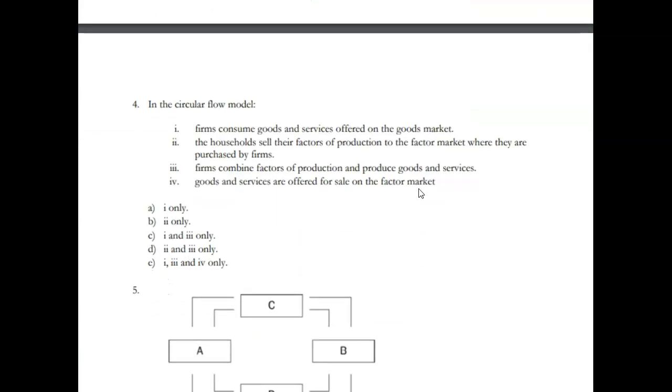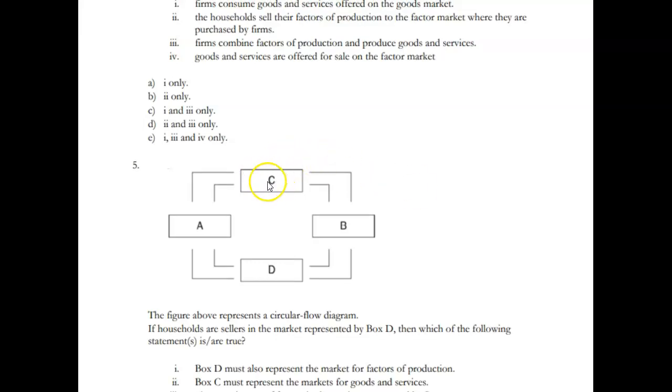Number 4, in a circular flow model. Okay, over here you have to know the circular flow model, you have to memorize it. But basically, if C is households and D is firms, it goes like this, right? Households give labor to firms. Firms sell goods to the households. Then it goes the other way. The households buy the goods from the firms. And then the business makes money and gives the households salary. So that's how it works.